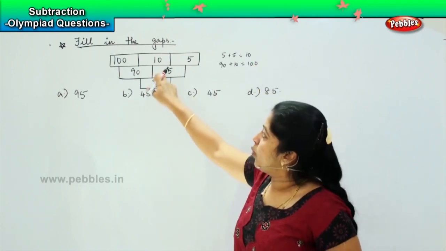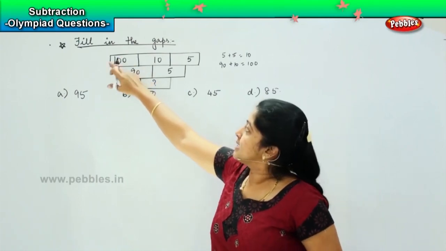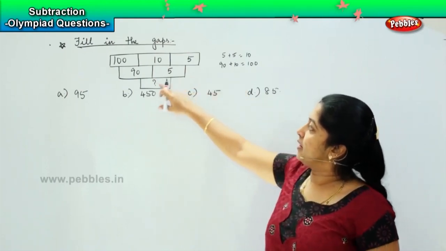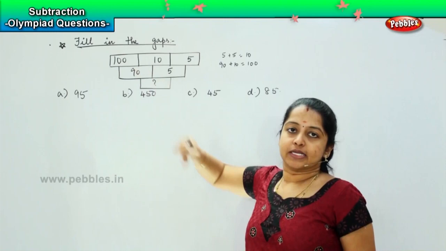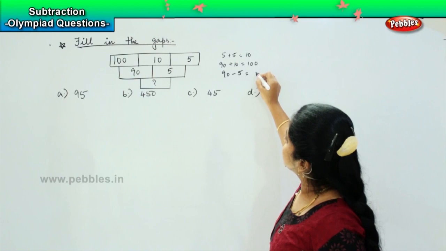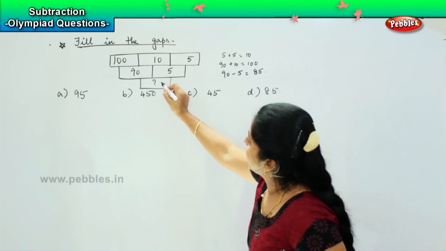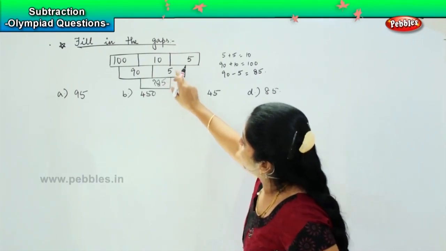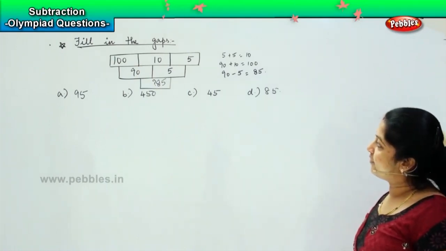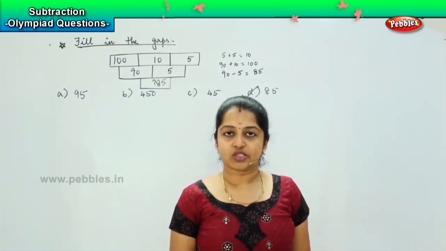So similarly, what should I add here with 5 that gives me the answer 90? So these are the answers. Okay. So I need to add something with 5 in order to get the answer 90. So what should I do is 90 minus 5 is how much, children? Very good. It's 85. So if I add 85 here, so 85 plus 5 will give me the answer 90. Clear? So where is 85? Very good. It is option D. Clear? Shall we move to the next one?